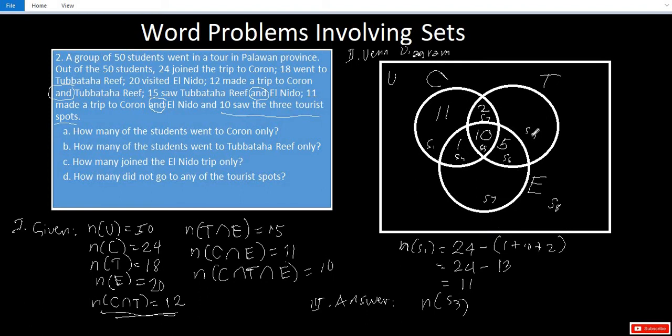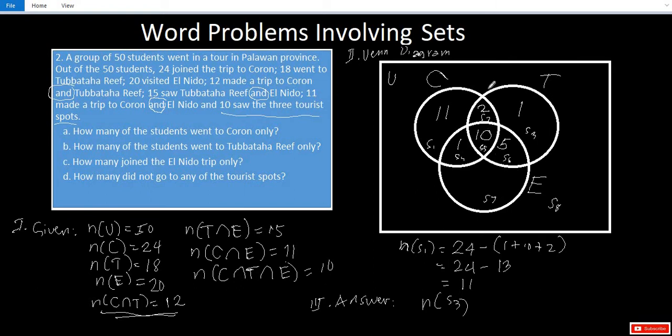Okay, so n of S sub 3 is a region of set T, and the three regions here are already populated. And the sum is 10 plus 5 is 15 plus 2 is 17. So what will we add to 17 to get the cardinality of set T, which is 18? So we're going to add only 1.